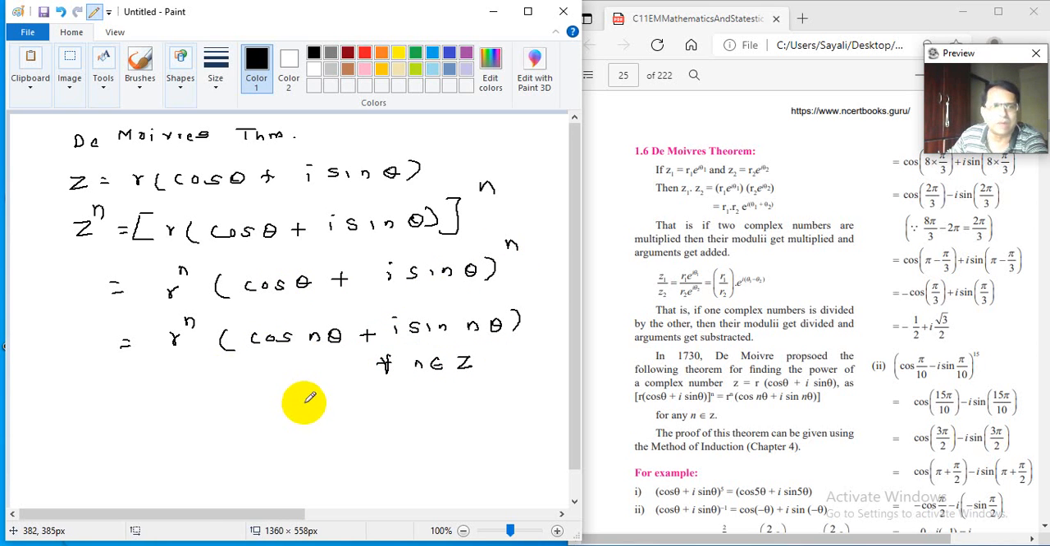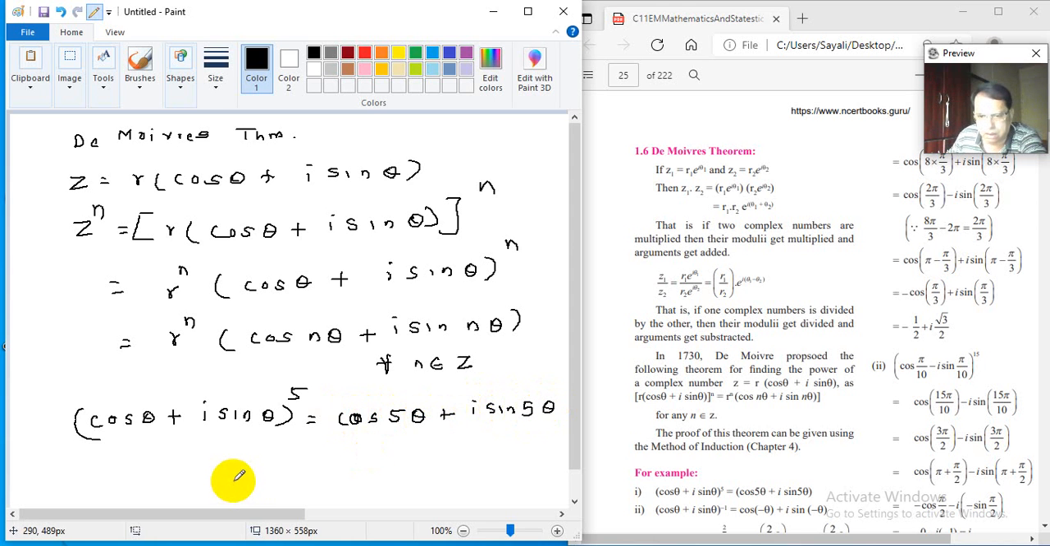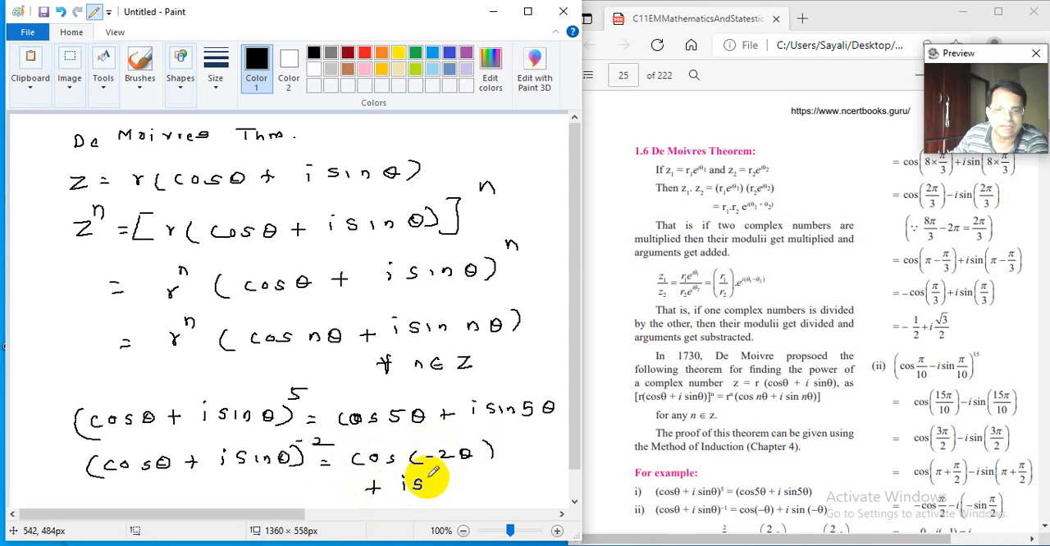Okay, so this is De Moivre's theorem. Now, how can we use it in proving results? Suppose you want (cos theta plus i sin theta) raised to 5. Then you replace n by 5, so this will be cos of 5 theta plus i into sin of 5 theta. Suppose I want (cos theta plus i sin theta) raised to minus 2. Minus 2 is an integer, right? So you can write it as cos of minus 2 theta plus i into sin of minus 2 theta. This is De Moivre's theorem, and it is very useful in proving many things. We can use this result very easily.